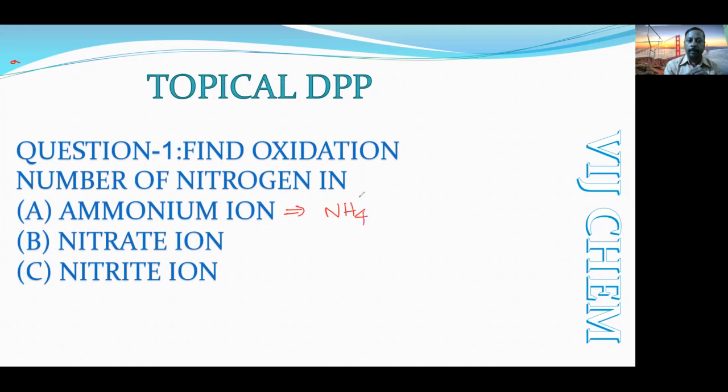Okay, ammonium ion is written as NH4 plus. So here, what does the last rule say? What is the last trick? For a complex ion, the sum of the oxidation numbers, nitrogen plus 4 into hydrogen, must be equal to +1. Nitrogen we don't know. 4 into hydrogen, when it stays with a non-metal, will be +1. So it is equal to +1.